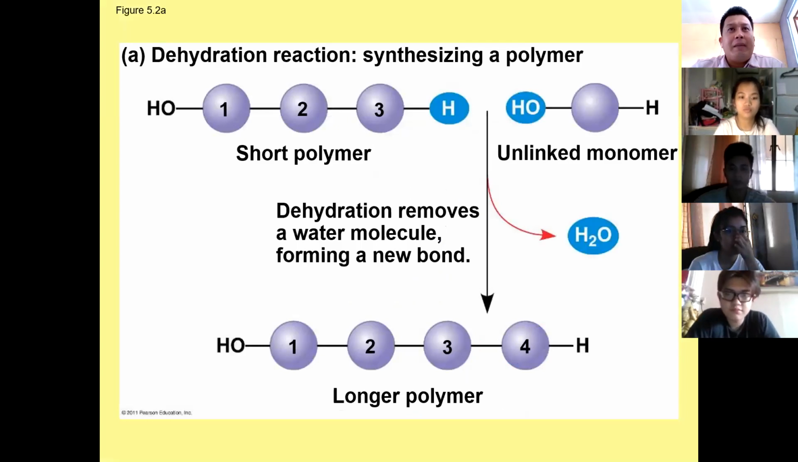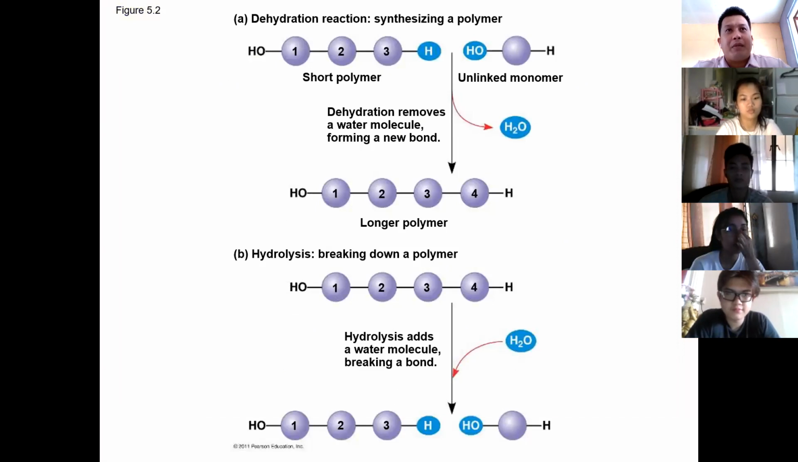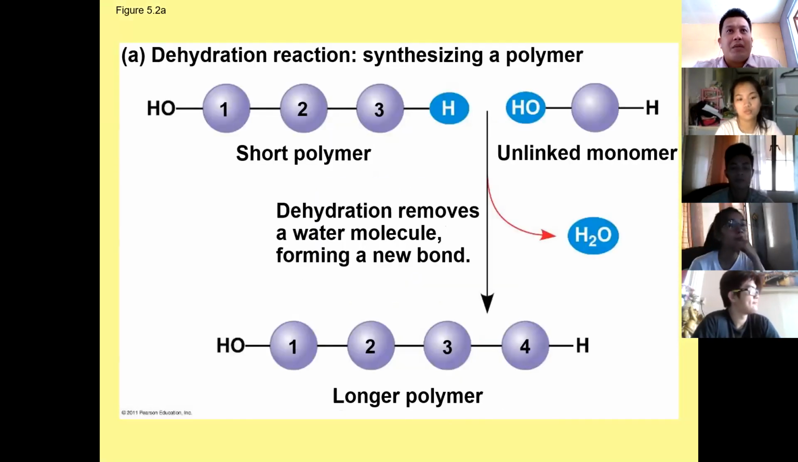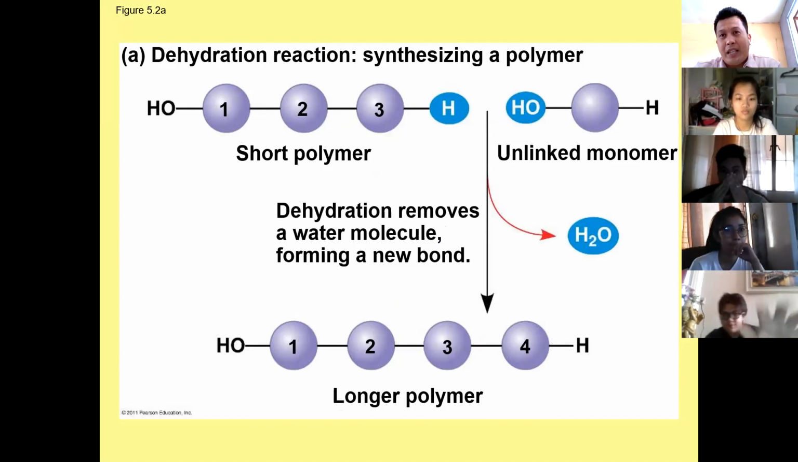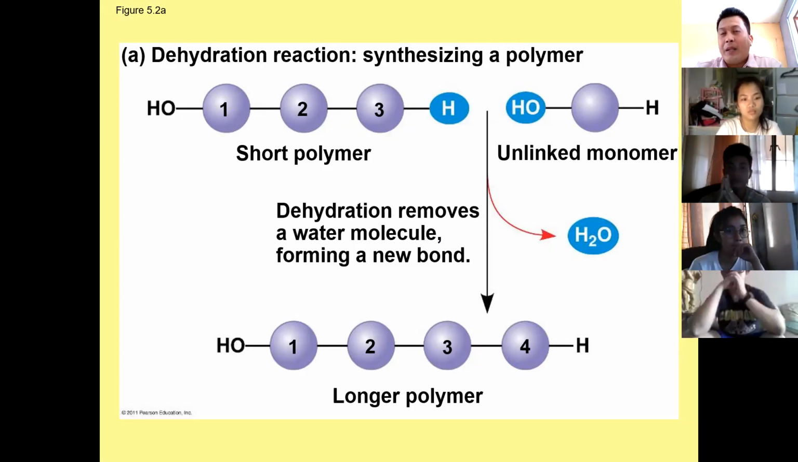So this is an enlarged picture of letter A from the picture before. Dehydration reaction, which means you synthesize a polymer from two different monomers. This is really removing water from the molecule itself, and the new bond is created as we consider it the longer polymer, or the chain of carbohydrates, shall we say, if this is a sugar monomer.